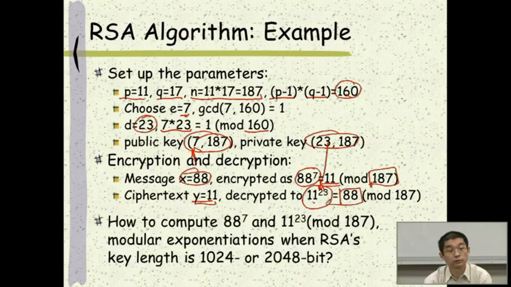So now the question that remains is, how do we compute 88 to the power 7 or 11 to the power 23 mod 187? And in general, when RSA has a large key size of 1,000 bits or maybe 2,048 bits, how can we compute this modular exponentiation efficiently?